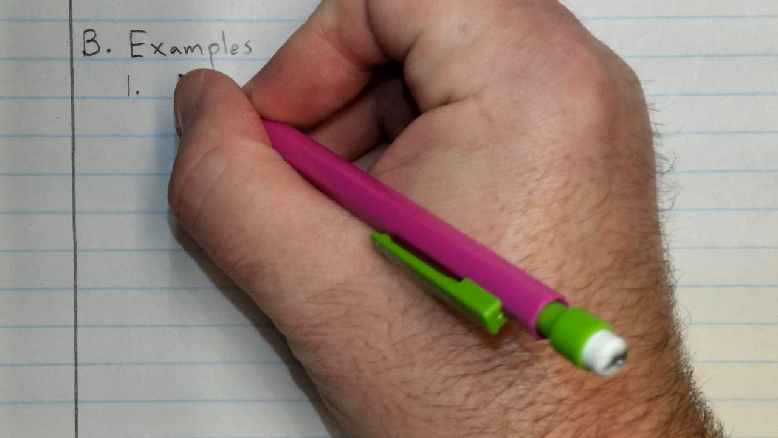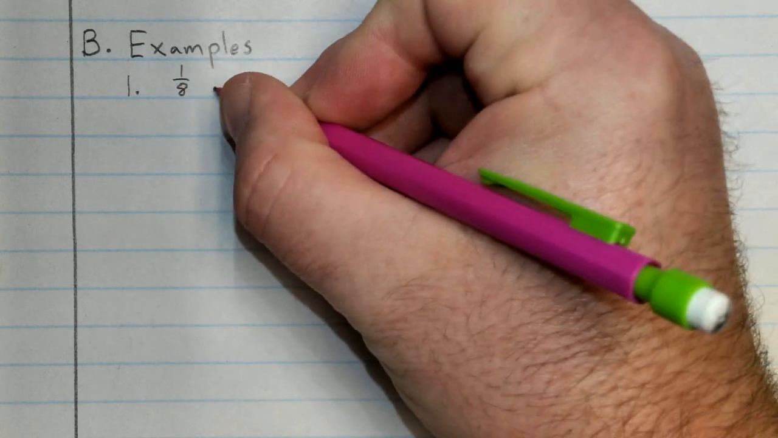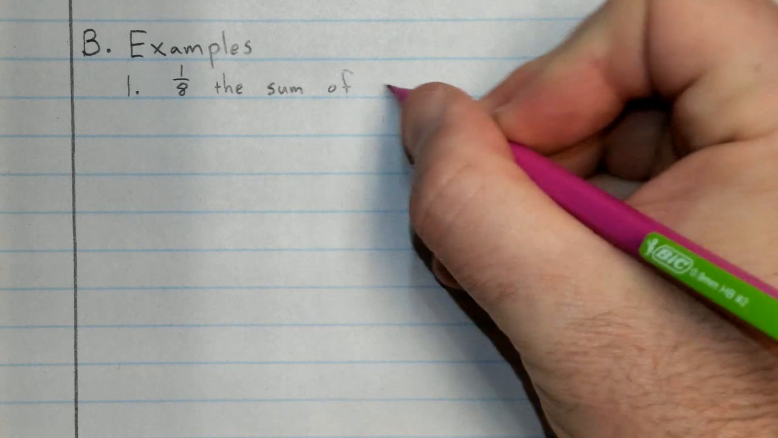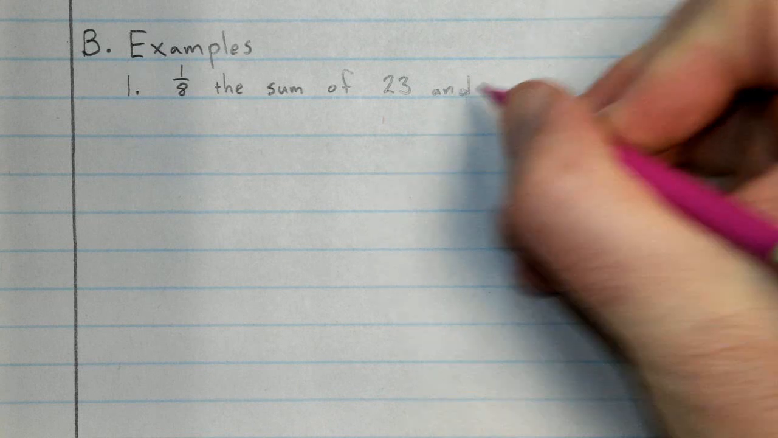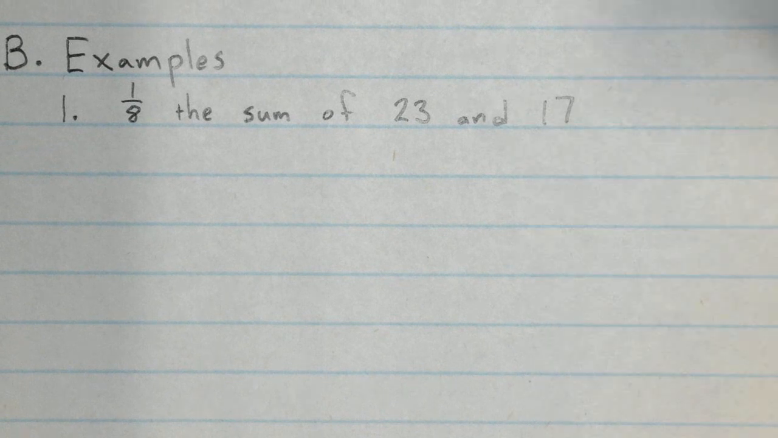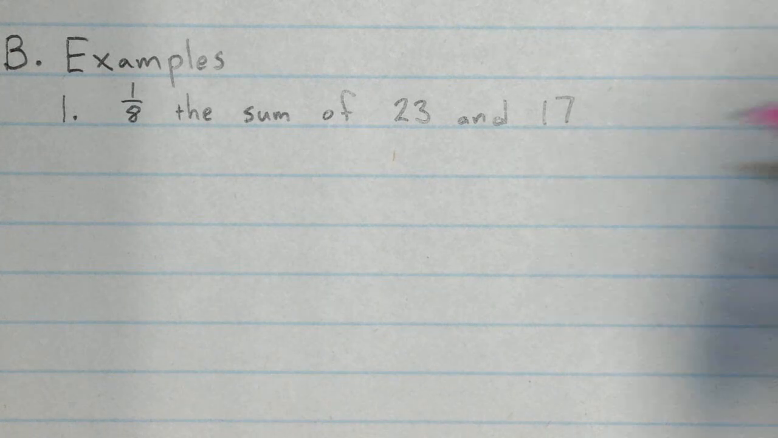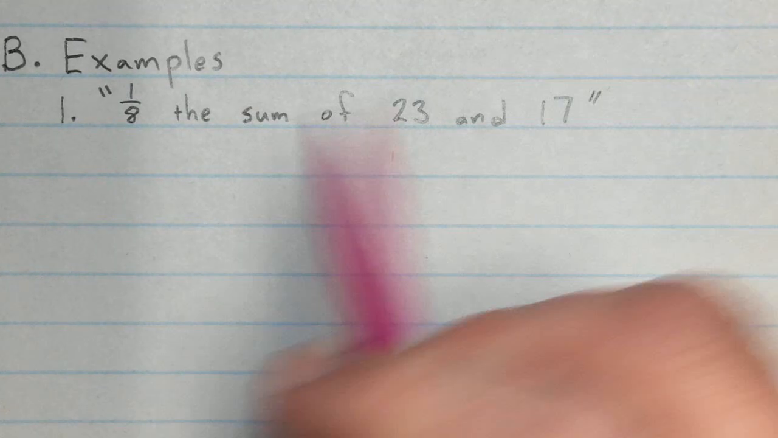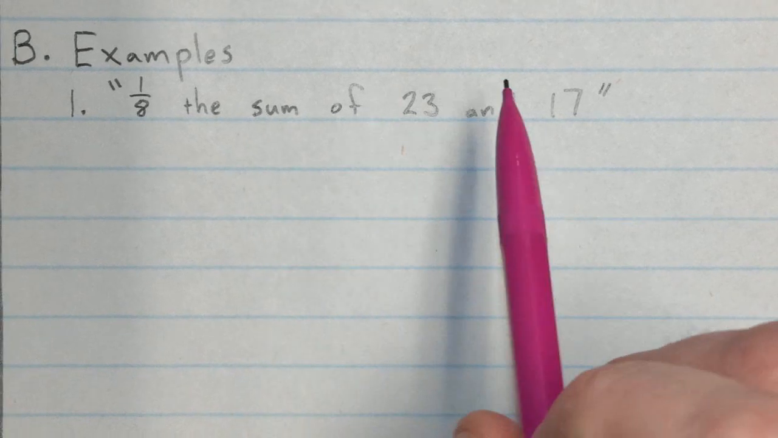So for example, if I were to give you the phrase, let's bring up a good one. Here we go. 1/8 the sum of 23 and 17. That is not an expression. That is a few numbers, but mostly words. Okay? This is a statement that we can turn into an expression. 1/8 the sum of 23 and 17.